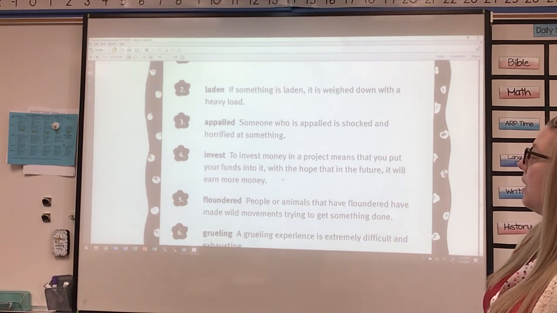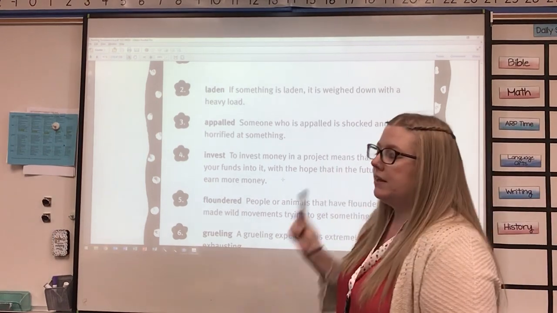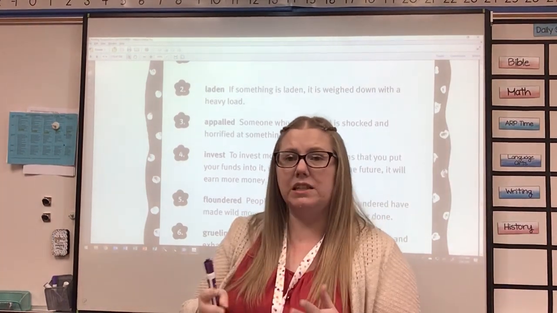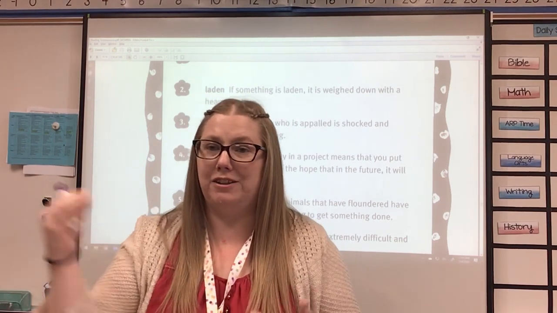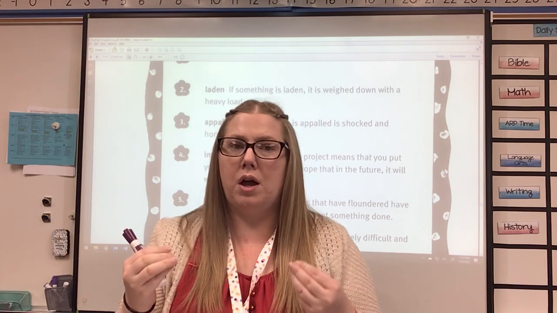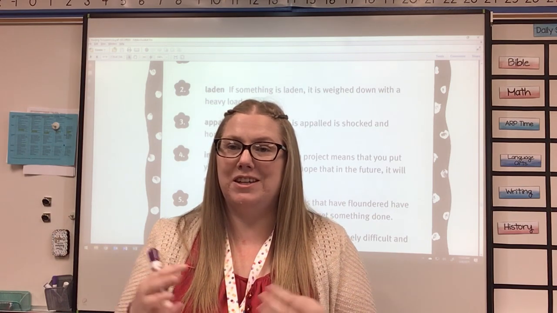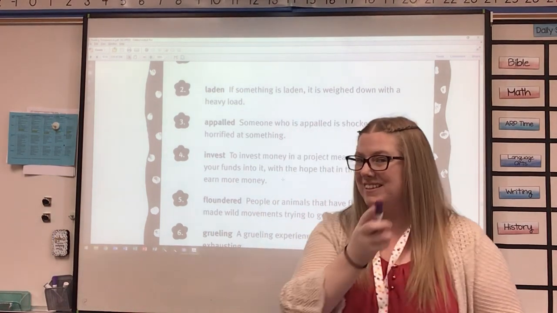Appalled: someone who is appalled is shocked and horrified at something. So reading the story, we can think about Kate's friends being appalled at the fact that she wanted to go all the way to the Klondike. Not just that she wanted to go, but that she wanted to go for gold, to pan for gold. Little did they know all the things that Kate could do.